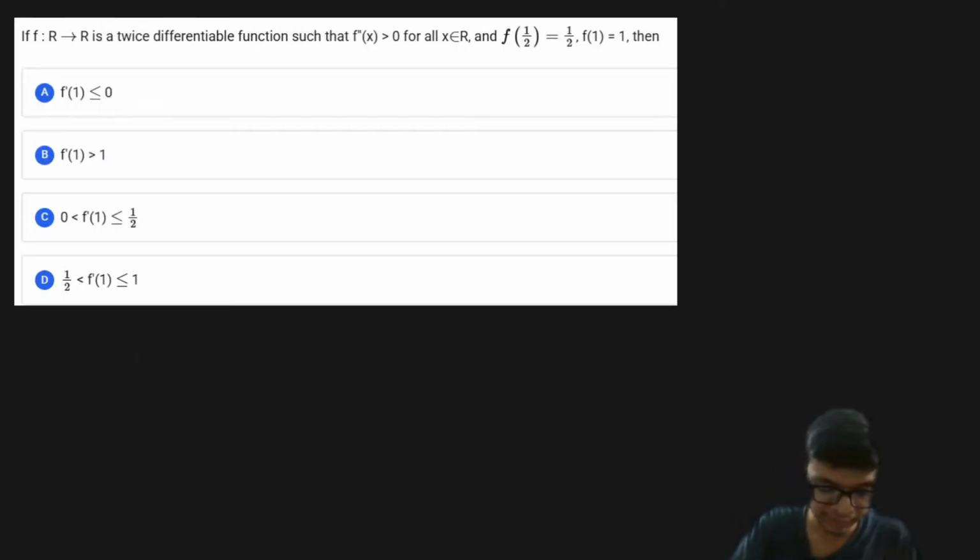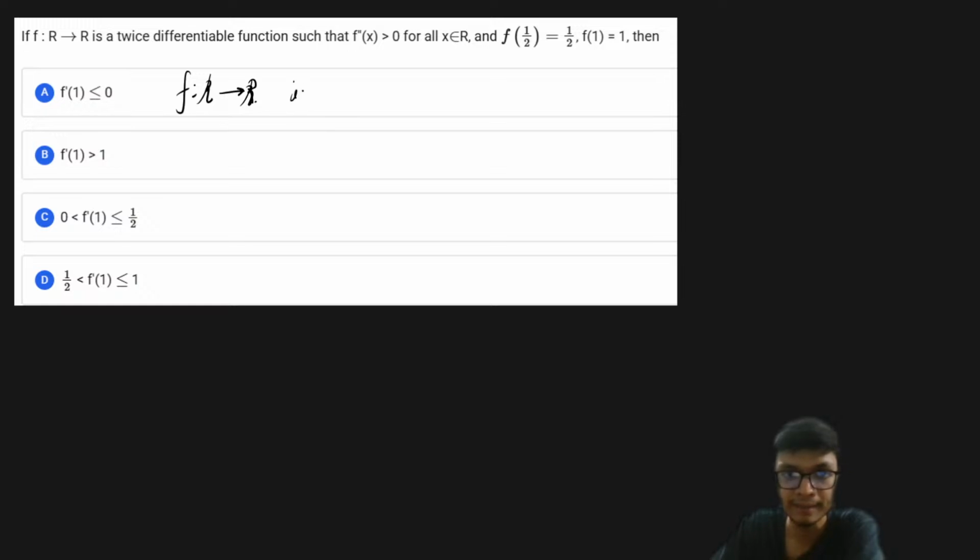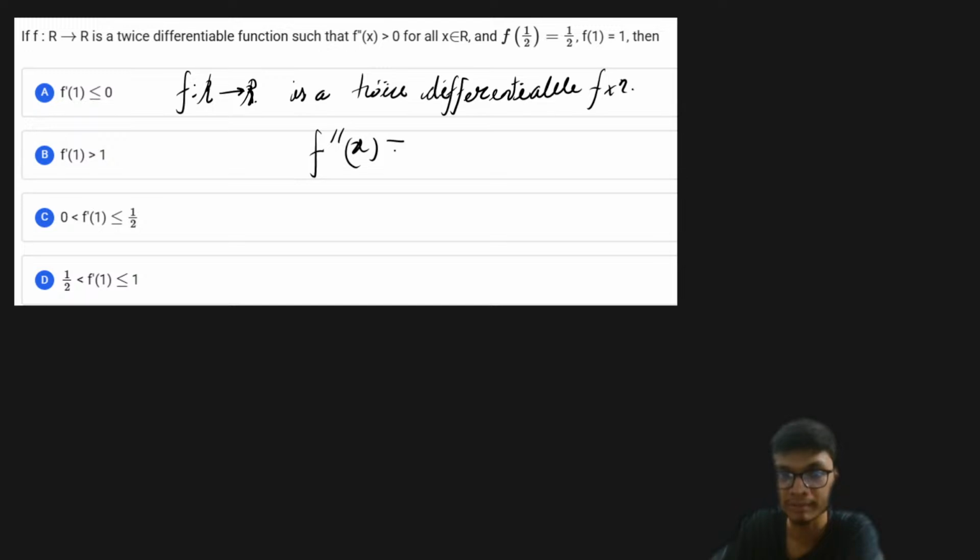The next problem is again a very interesting problem. It's a question of functional equation, right? So let's try to understand what this question is talking about. There is a function going from all real numbers to all real numbers. The domain and the codomain are given, and it is a twice differentiable function such that the second derivative of x is greater than 0.